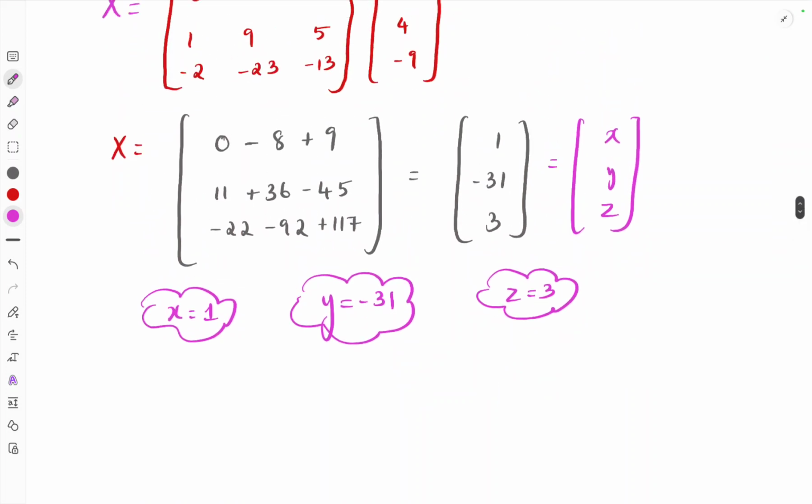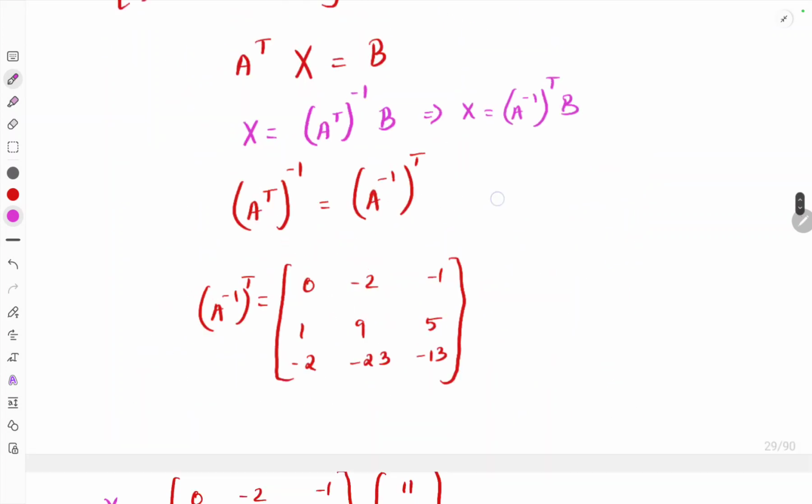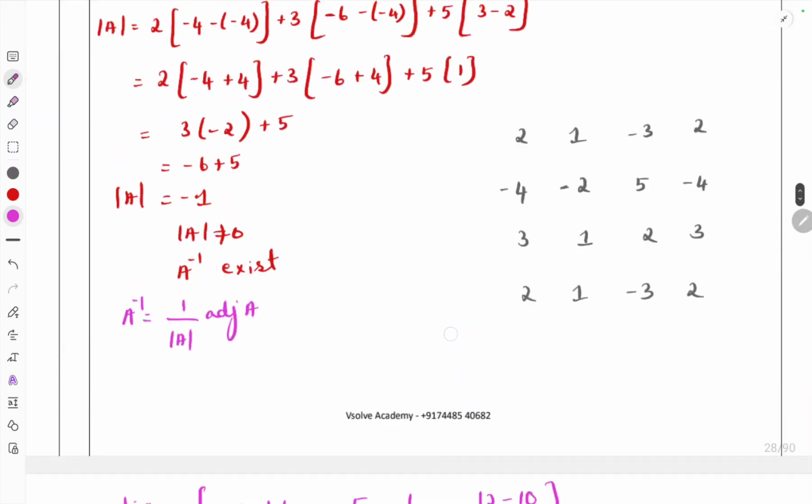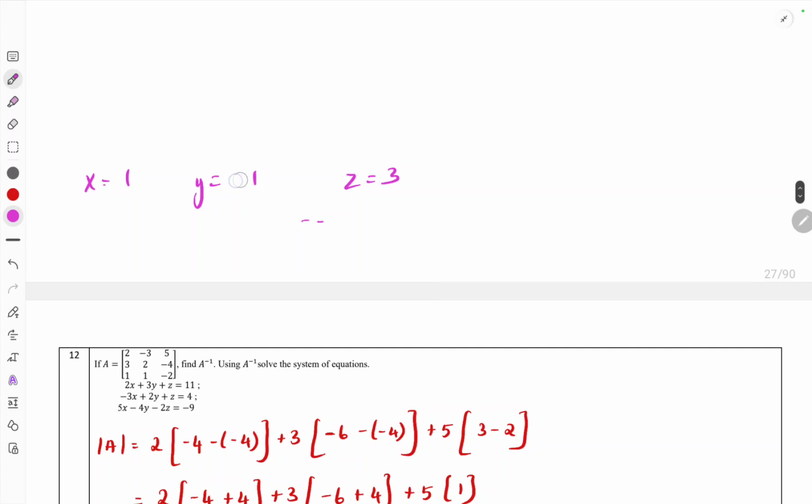So this part is correct: 11 plus 36 minus 45. So it is 2, not minus 31. Which means the value of y is 2 here. So 1, 2, 3 only. X is 1 and y is 2. Now we will substitute. Like this we can check whether our answer is correct or not. So 2 plus 3 2s are 6 plus 3.